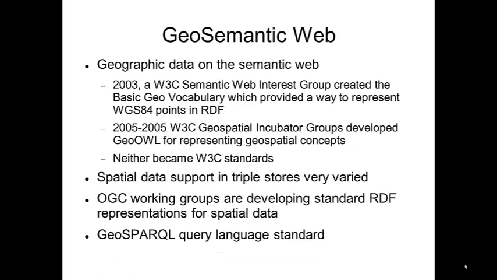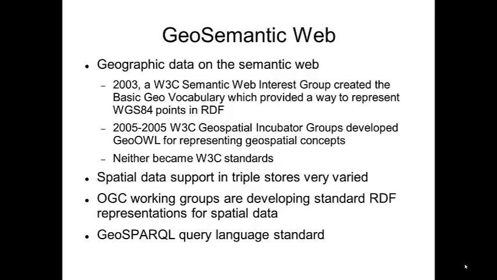All right. Okay. So the geosemantic web. Geosemantic web is simply geographic data on the semantic web. And it started in 2003, so this is just over 12 years ago. Roughly, a W3C Semantic Web Interest Group created a basic geo vocabulary which provided a way to represent WGS84 points in RDF.